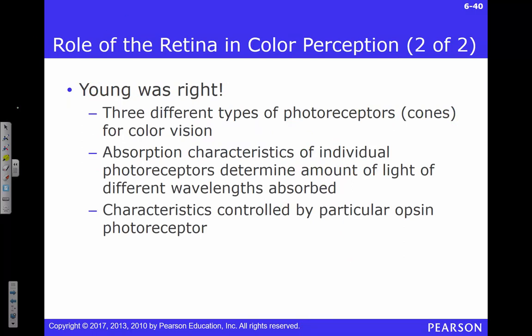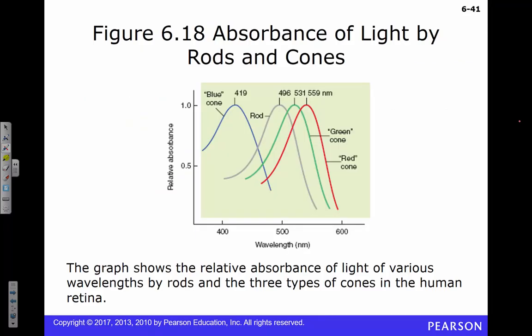All right, there was this guy named Young. You don't really need to know this, but he was right. He said there were three different types of cones. Those are those photoreceptors. They have different absorption characteristics. Here they are. This is that curve I was telling you about for the red and the green. Some people refer to these as red, green, and blue cones. How many of you have heard that? Yeah, that's actually wrong. So if you call them that, I'm not going to get too mad. But really, we want to think about these as short, medium, and long wavelength sensitive cones.